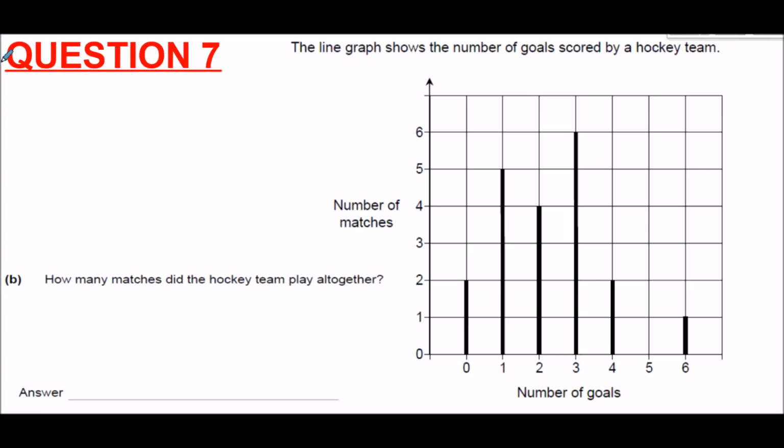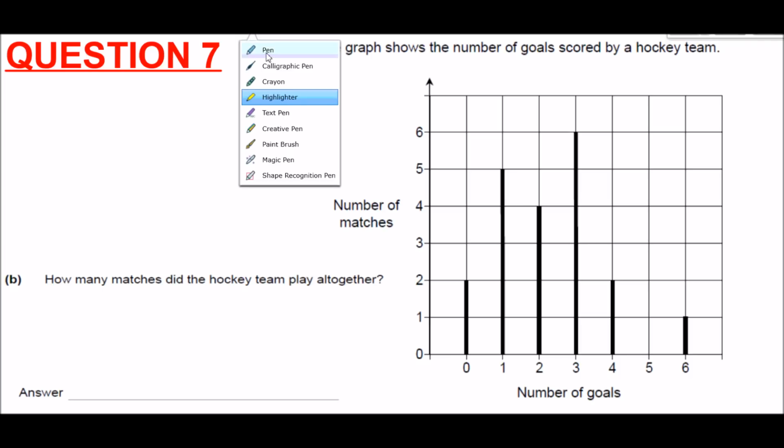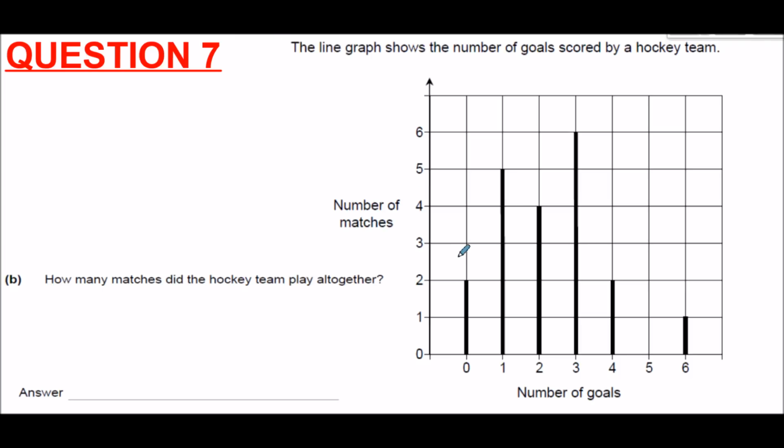Part B, how many matches did the hockey team play all together? So we're told here how many different games they've played, because we can have a look at the total number of matches. Number of matches where they scored 0 goals is 2. So that's 2 matches indicated here.